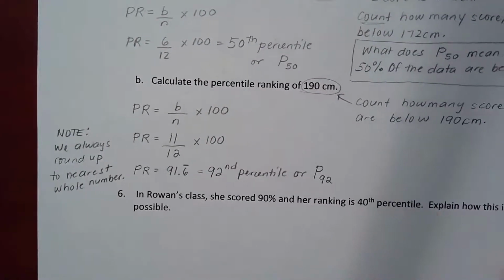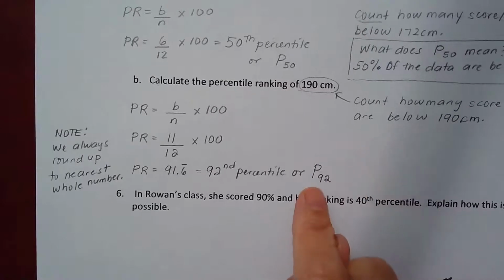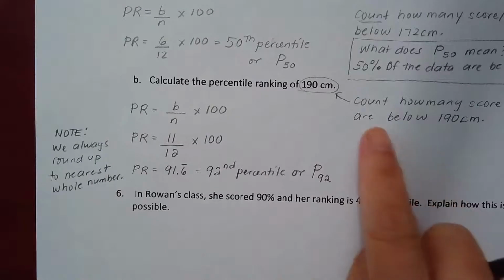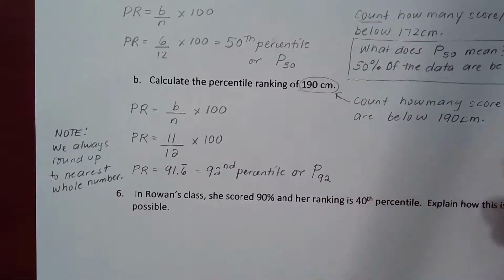I know that this is not part of the question. The question just says calculate the percentile ranking. But I'm just going to write it here. What does P92 mean?